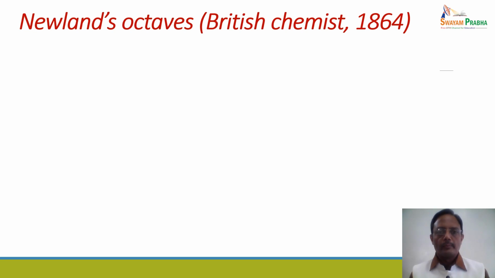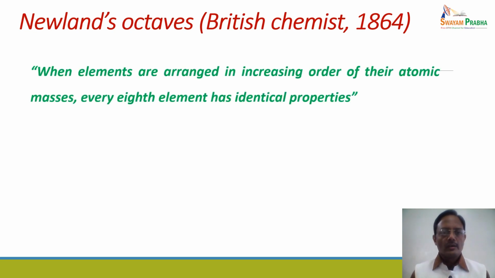The next milestone attempt was made by a British chemist named Newlands in 1864. His Newlands' Octaves concept was put forward. According to this concept, when elements are arranged in increasing order of their atomic masses, every 8th element has identical properties to the first one. So the 8th element will have identical properties.